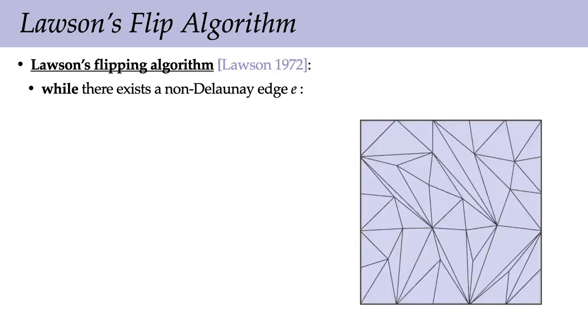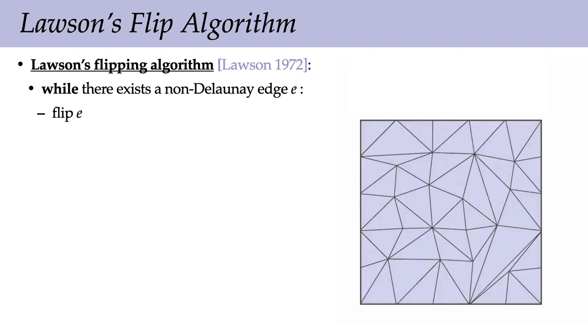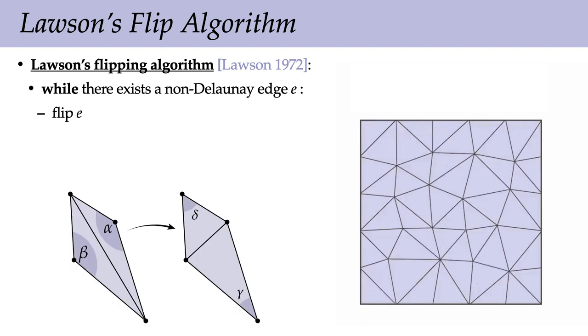Here's the algorithm. If your mesh contains a non-Delaunay edge, flip it and repeat. That's it. That's the entire algorithm. Note that if we start with a non-Delaunay edge, where alpha plus beta is greater than pi, then flipping must produce a Delaunay edge, as the four angles of a quad have to sum to 2 pi. So Lawson's algorithm just says that you can greedily fix any non-Delaunay edge that you find, and you will always end up with a Delaunay triangulation eventually.